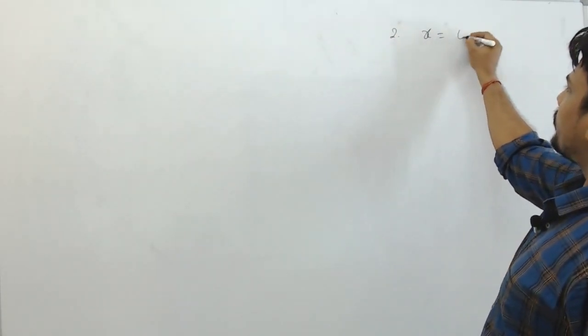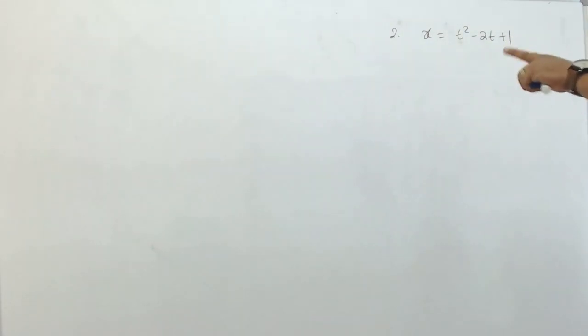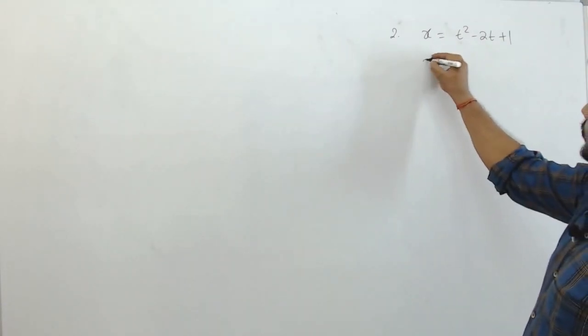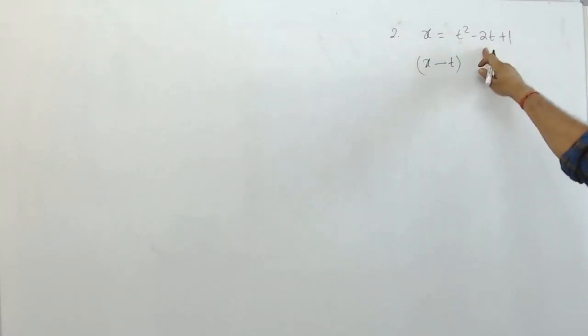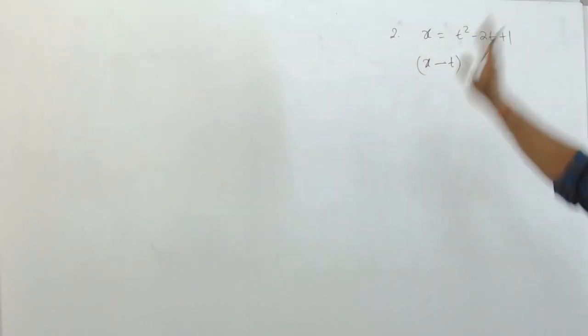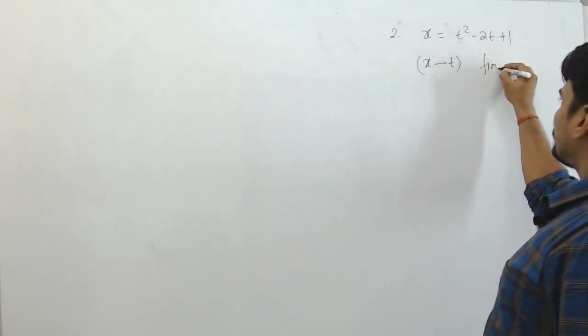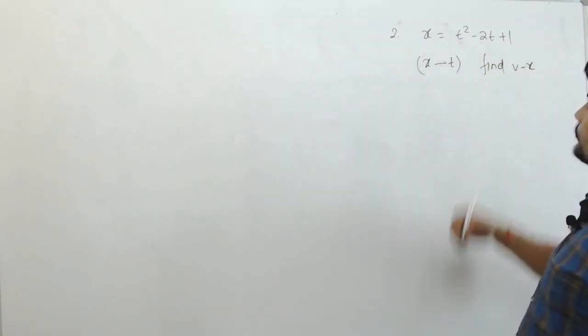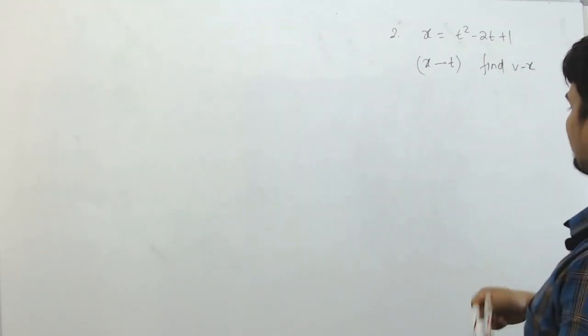Suppose x is equal to t square minus 2t plus 1. So we have what? xt relation is given to you. और मैं बोल दूं भैया कि ठीक है चलो xt relation is given to you. मैंने बोल दिया कि vx निकालो. Find the relation between v and x. Find vx, that is velocity in terms of x. So sometimes you might see the question written in this format.